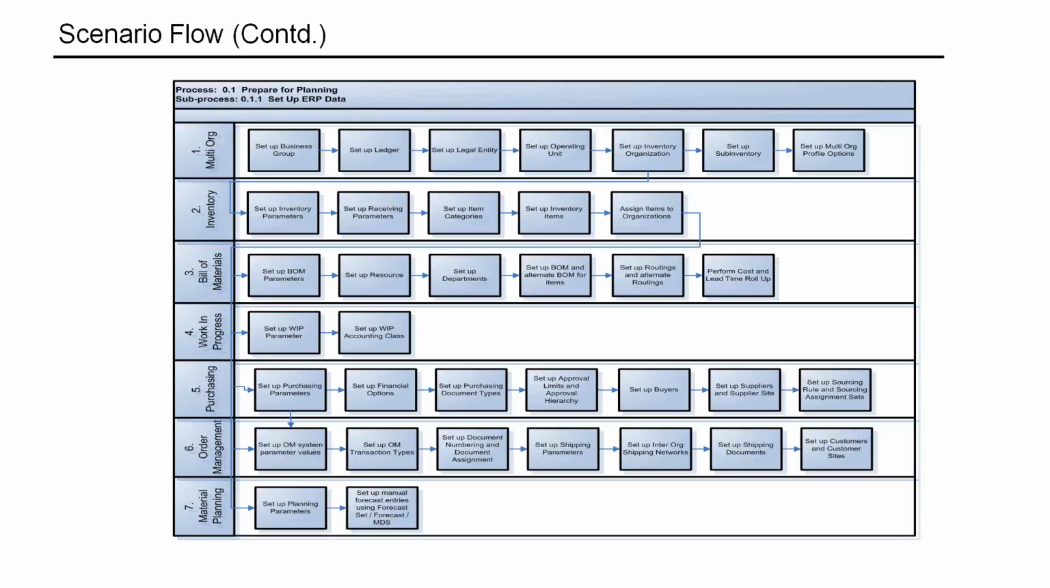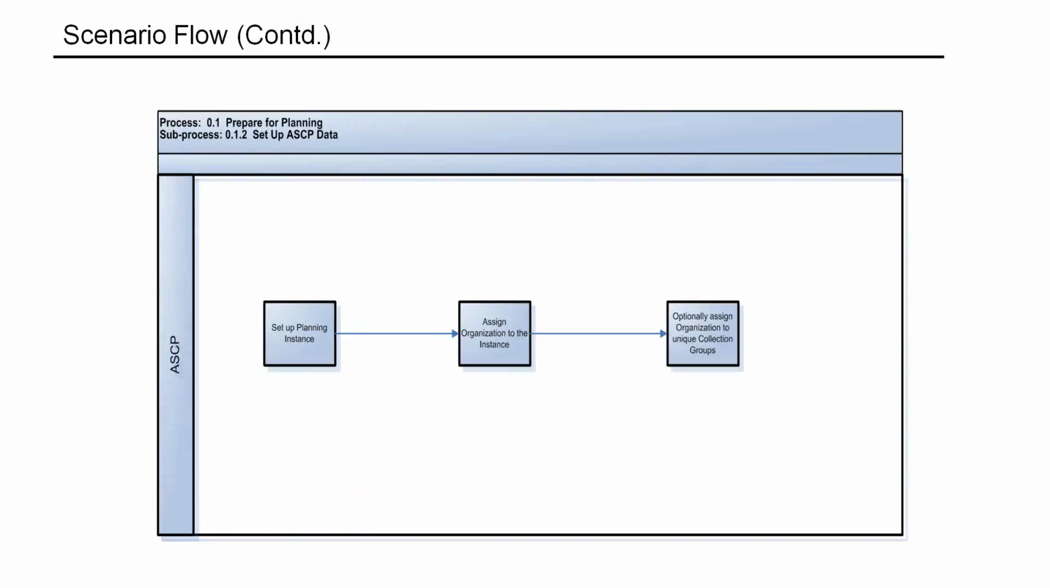Okay, fine. So I'll move ahead to the next one, which, again, also comes under preparation of planning and setting up the ASCP. For example, setting up the planning instance, assigning the organizations to the instance, which organizations will be ASCP enabled. Okay, so optionally we can set up something called unique collection groups. For example, a collection group can consist of 3 ASCP organizations. So when you run that collection group, only the data of those 3 organizations will be collected, and we can see the planning recommendations of those 3 organizations only. Okay. So these are some of the setups which we can do in ASCP before we start.